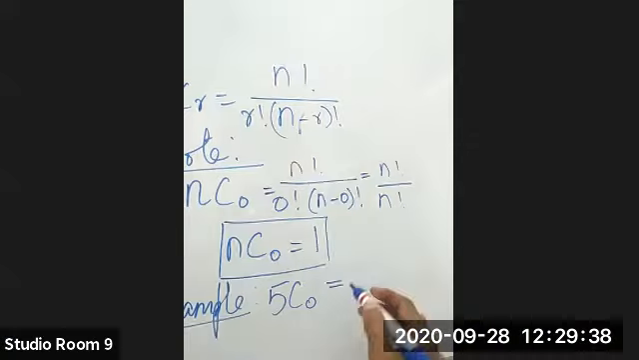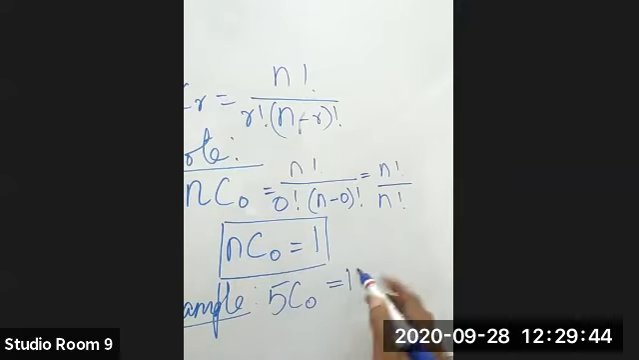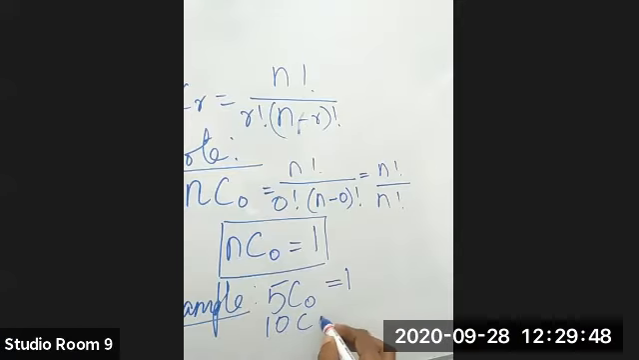5 factorial by 0 factorial. That is the same as, now what you have learned here, NC0 is 1, isn't it? So 5C0 is 1. What will be 10C0? 1. From 10 elements, we are not going to take any. We are not going to select any. So the answer is 1. 10C0 is 1.